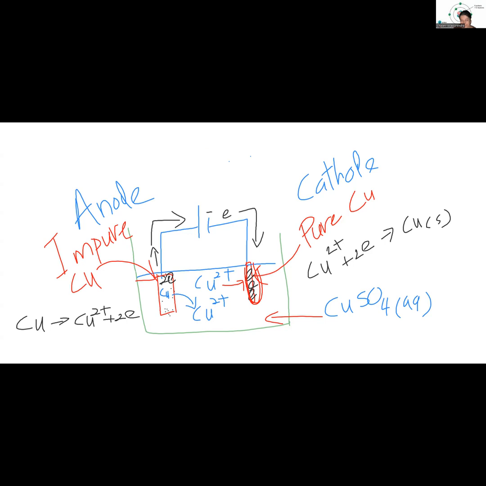So at the anode, what happens? At the anode, the impure copper becomes copper 2 plus ion once it enters the solution. Now don't write that. I'm asking the observation now, not the oxidation reaction, not the explanation. The observation.